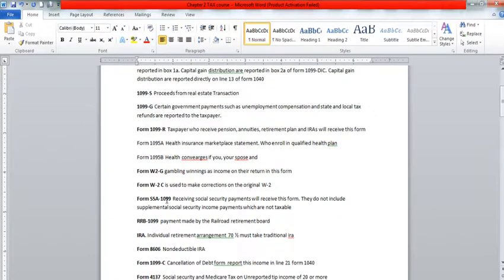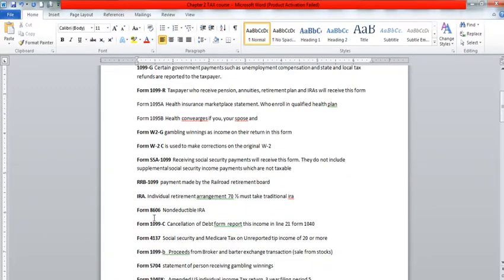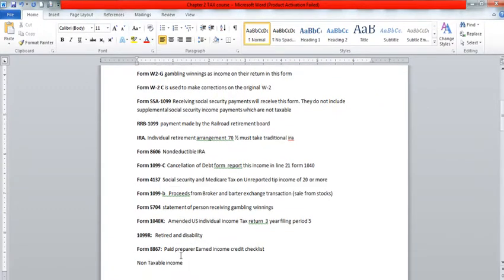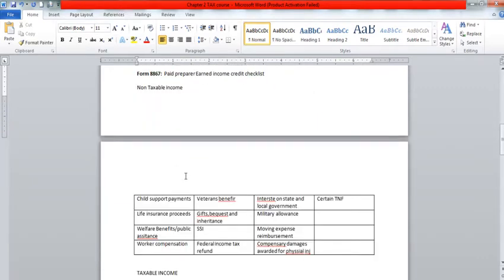Form SSA-1099 is the form you will receive for Social Security payments. RRB-1099 is for payments made by the Railroad Retirement Board. IRA, individual retirement arrangement. At age 70 and a half you must take distributions from a traditional IRA. As you can see, it's a lot of different parts. I'm not going to read every one of it.